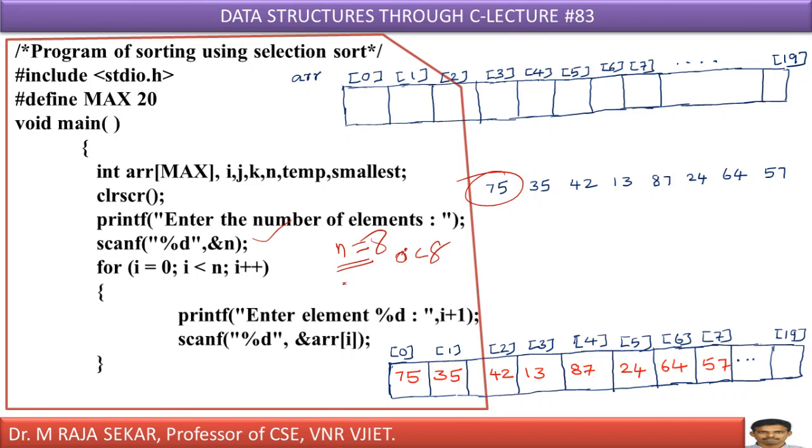As i = 0, scanf("%d", &arr[i]) means that 75 will get stored in the place of arr[0]. Again i++, previous value of i is 0, now i becomes 1. 1 less than n, 1 less than 8, correct. i plus 1, 2. Enter element 2, let me say I entered 35. As i = 1, this number 35 will get stored in the place of arr[1].